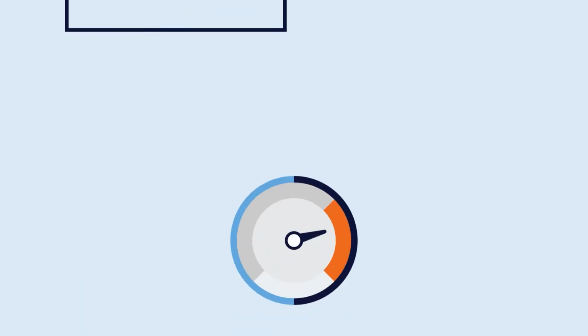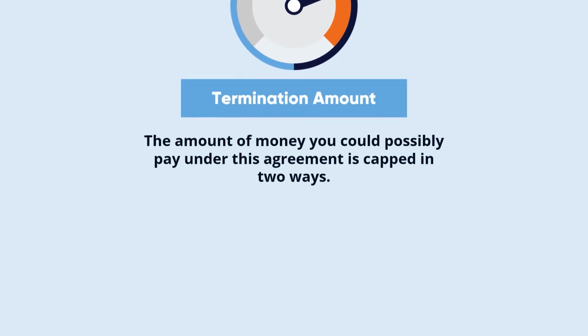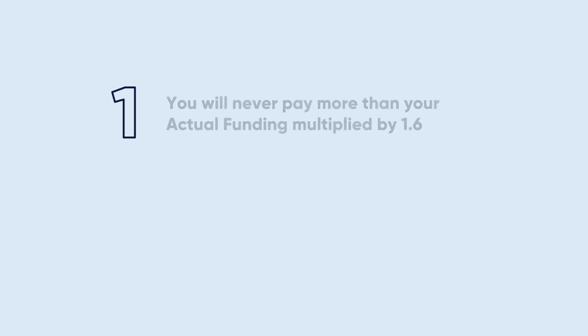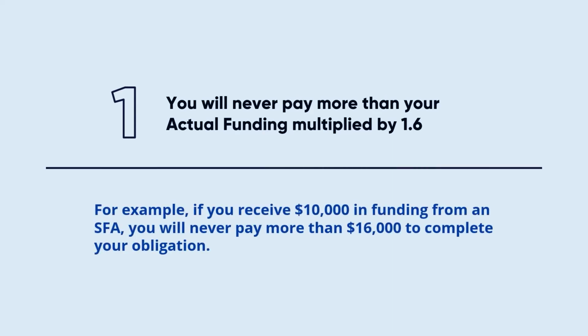The total amount of money you could possibly pay under the Student Freedom Agreement is capped in two ways. First, you will never pay more than your actual funding amount multiplied by 1.6. For example, if you receive $10,000 in funding from an SFA, you will never pay more than $16,000 to complete your obligation.